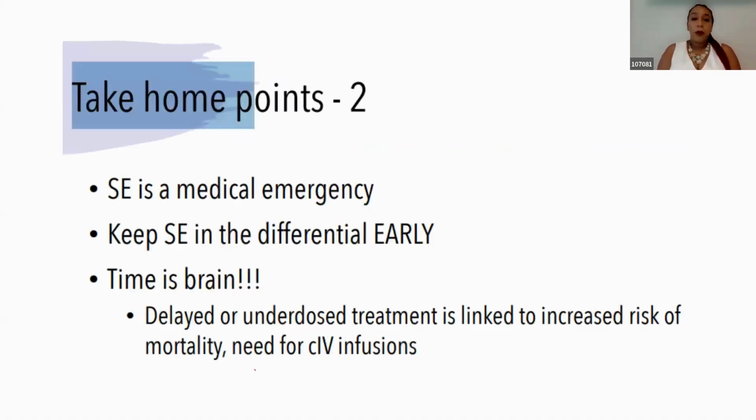So take home point number 2, status epilepticus, yes, we all agree is a medical emergency, and keep status epilepticus in your differential early so you can treat early. Time is brain, we know that. And stroke and seizures, we know it. Delayed or underdosed treatment is linked to increase in mortality and need for continuous IV infusions.